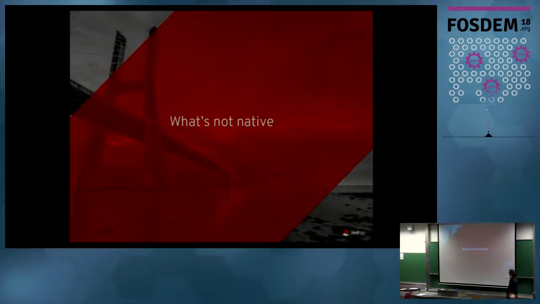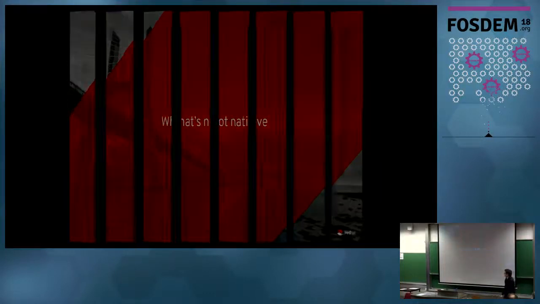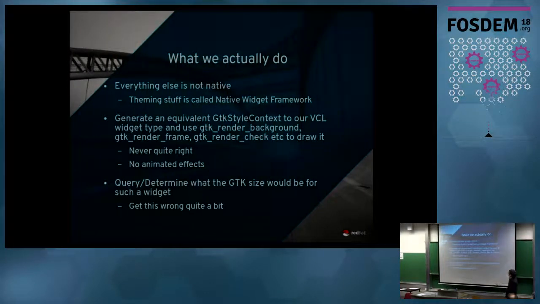What's not native, and all of these special effects are all just OpenGL on Wayland to show that it's flicker free. I showed them last year and they were flickery. This year they don't flicker. So what do we actually do for everything else that makes it look like it's native? Everything else is actually not native.